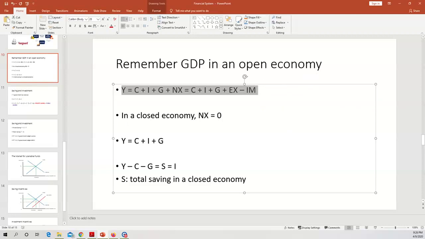But this represents the open economy. So what's an open economy? Countries trade with each other. You buy stuff, you sell stuff to foreign nations, right? So that's called an open economy.